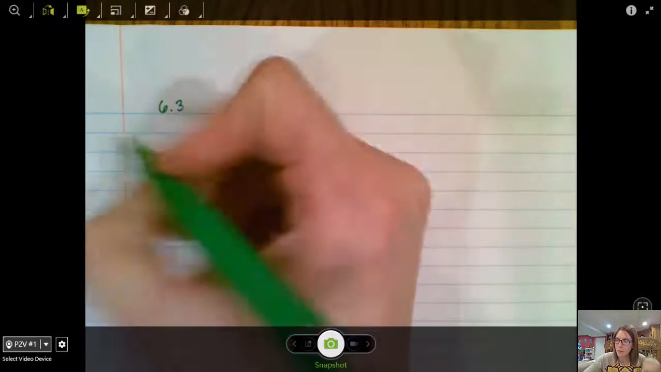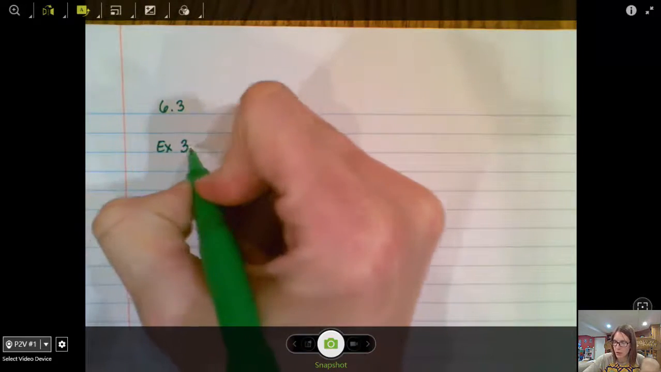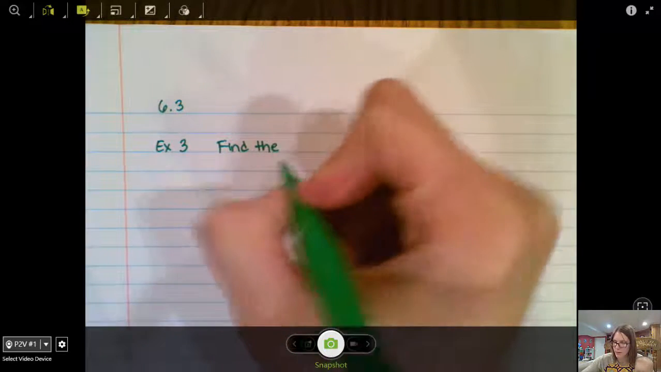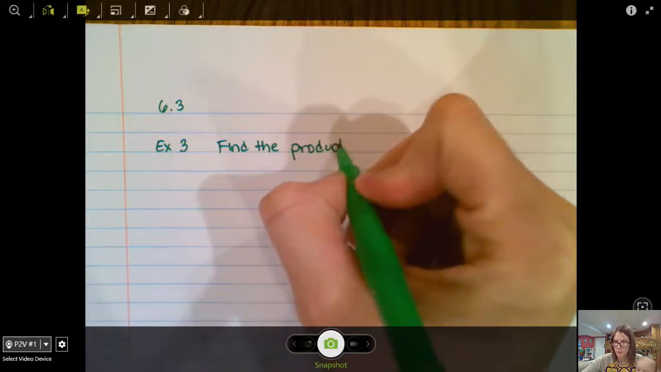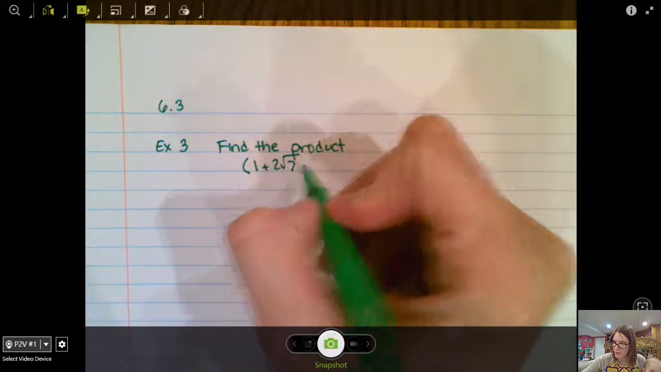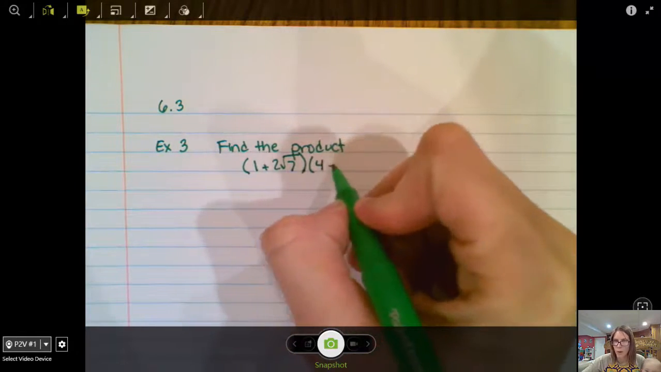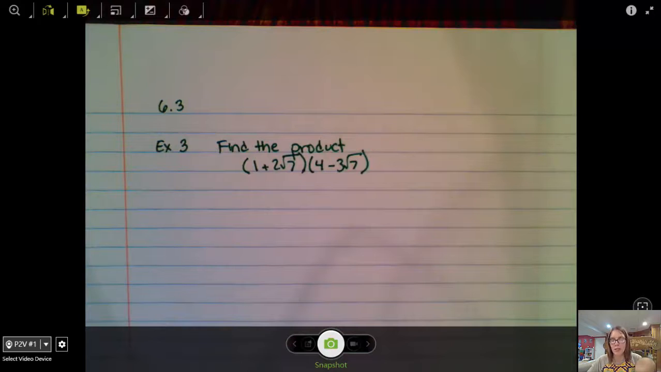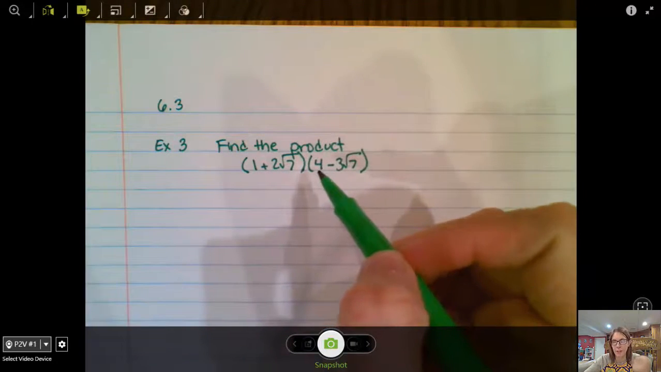Okay, so my first type of problem, and I'll call this example 3 here, is to find the product. I want to do 1 plus 2 radical 7 times 4 minus 3 radical 7. And we multiply our binomial radical expressions the same way that we have multiplied binomials in the past. The binomials in the past, we've done like 2 plus x and x minus 5, things like that. In this case, our binomial just has radicals in it.